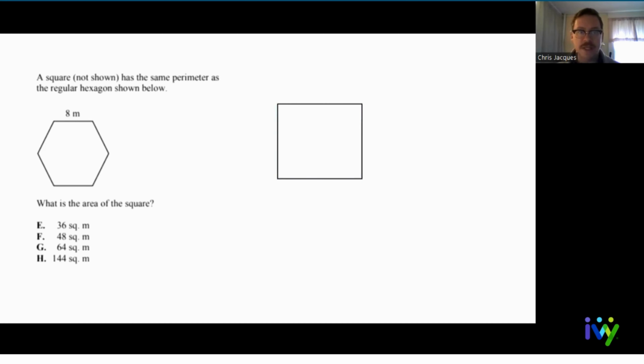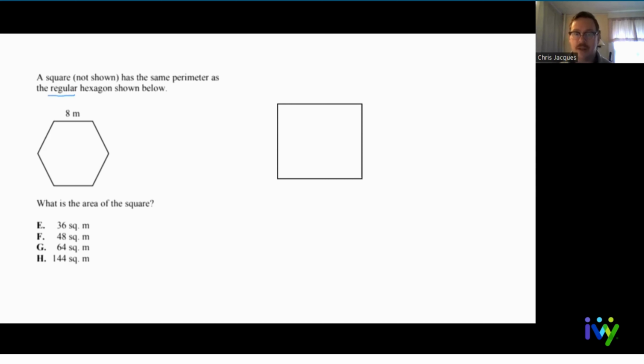Now, we see here that this hexagon is 1, 2, 3, 4, 5, 6 sided. So if it's a hexagon that has 6 sides, we know that it has the same perimeter as the square that we have here. Well, if one side of my hexagon is 8, oh, also, they tell us it's a regular hexagon. Regular just means that all sides and angles are the same. So, for instance, a square is a regular rectangle. An equilateral triangle is a regular triangle.